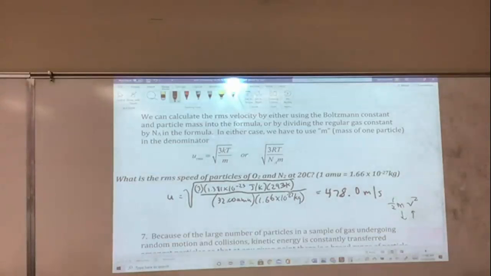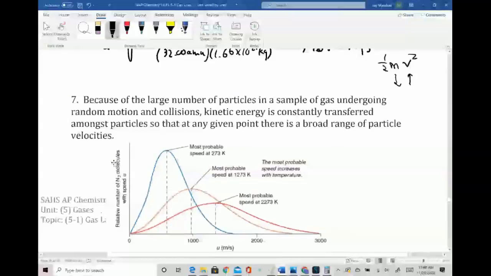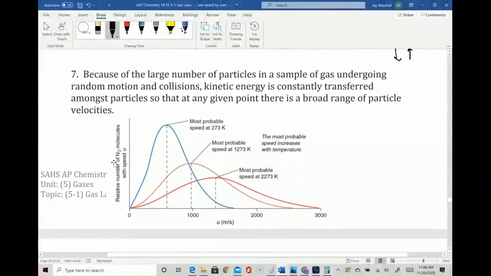Okay, and that's significant here. Now, because of the large number of particles in a sample of gas undergoing random motion and collisions, kinetic energy is constantly transferred among particles. So it should make sense that as I've got all of this energy being transferred between these gazillions of particles in a mole of gas, I'm going to have a huge range of velocities. Not all of them are going to be going at that average speed. Some of them are going to be barely moving at all, and others are going to be moving a lot faster than the average speed.